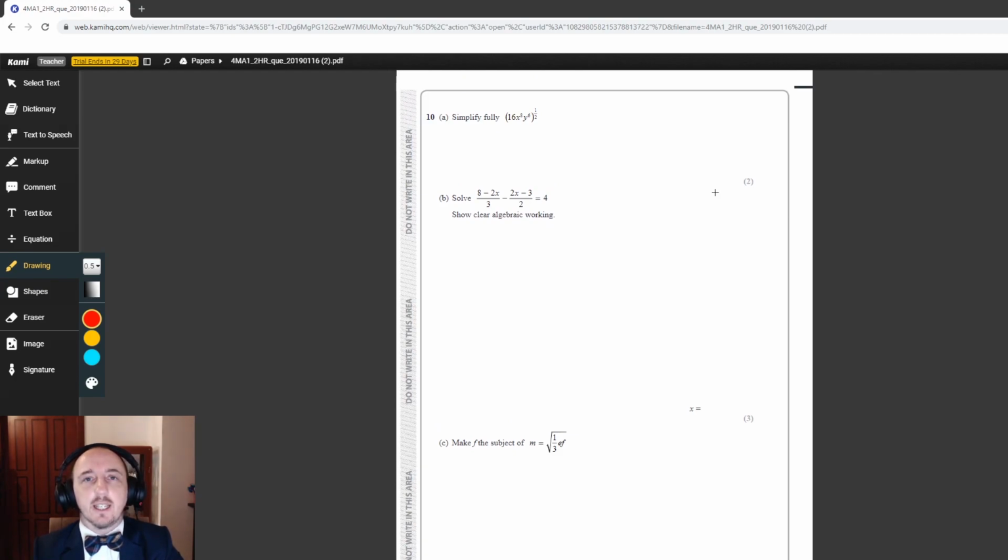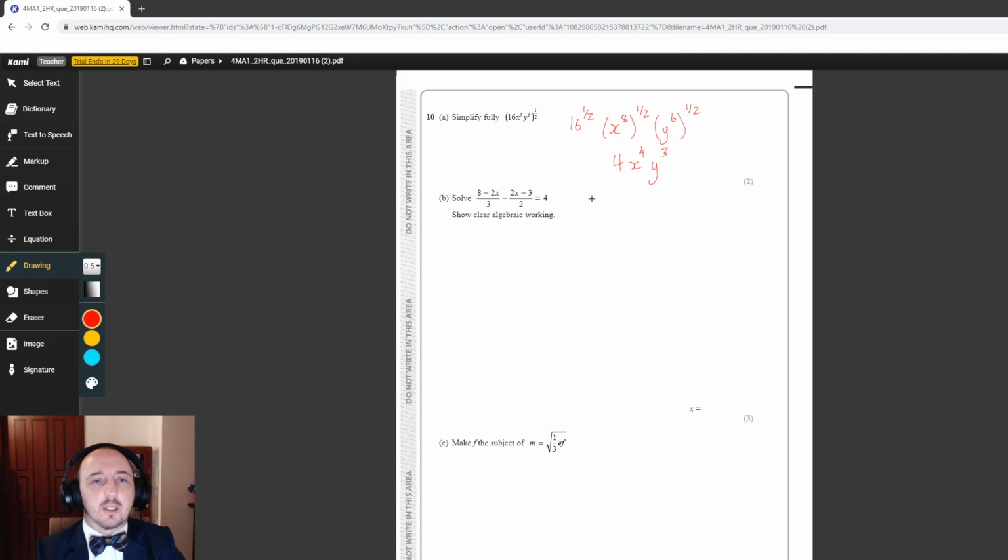Question 10 is again some simplification. We can separate out all of these terms within the brackets and raise them all to a power of a half. So I'm just writing these out separately. 16 to the power of a half is the square root of 16, which is 4. And when we have the powers raised to powers, we multiply the two numbers together. So 8 times a half and 6 times a half gives you 4x to the power of 4y cubed.